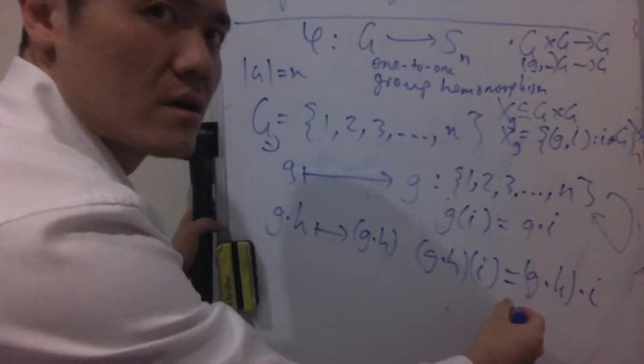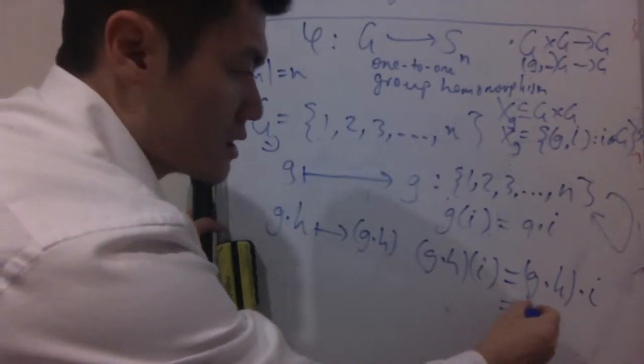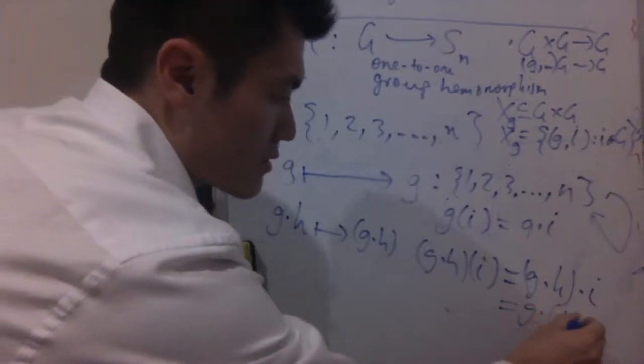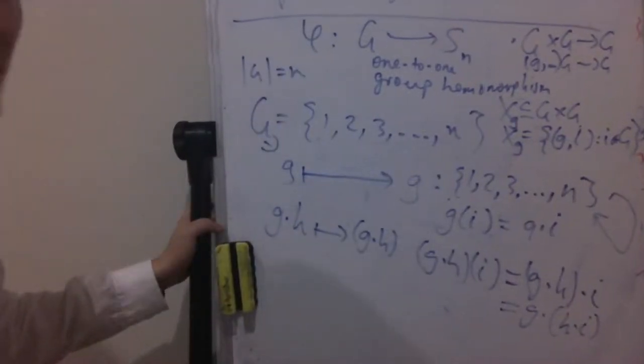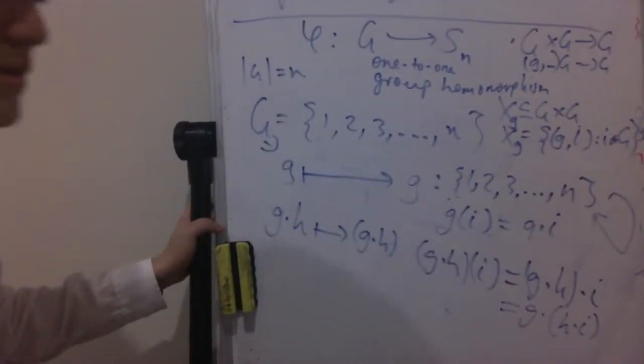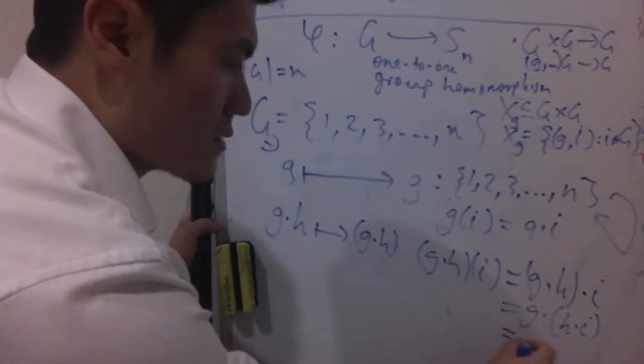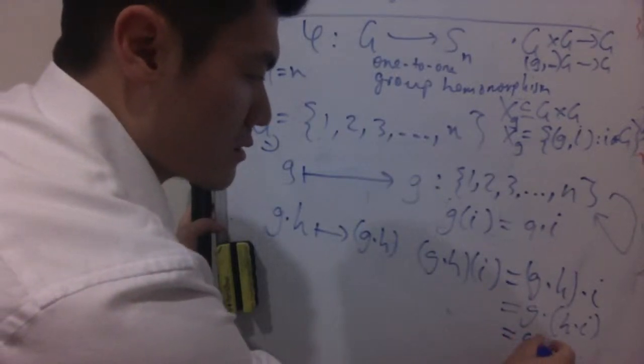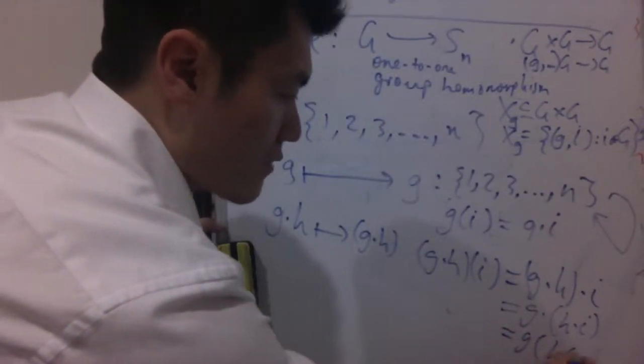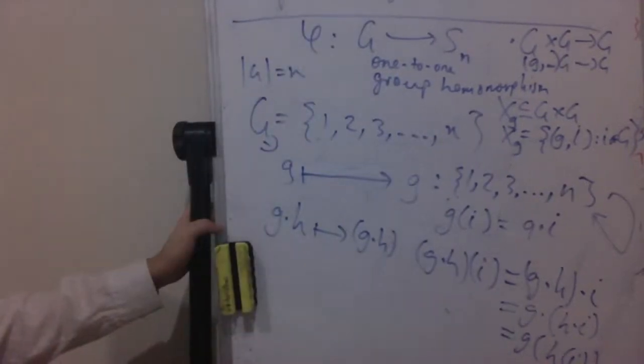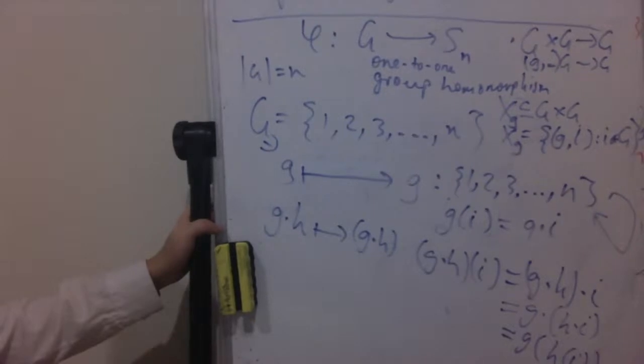Which is g dot brackets h dot I, which is just g dot h, because I is an identity. I's identity, yeah. G of h of I, right?